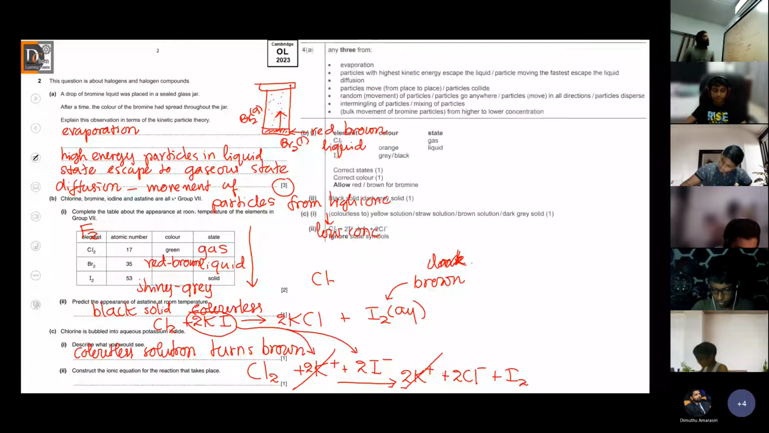Okay, so let's check. The answers are there. You can double check. Let's look at the answer given for that explanation. Look at the way the marks are given. Any three from: evaporation, particles with highest kinetic energy escape the liquid. I gave you that point. Particles move randomly, intermingling, mixing with particles, from higher to lower. So any three will be accepted. Sir, what do you mean by intermingling?